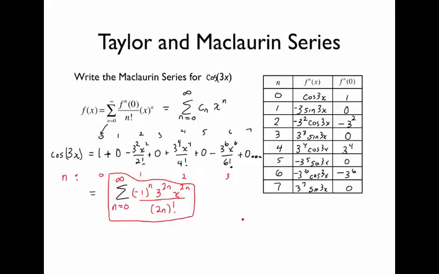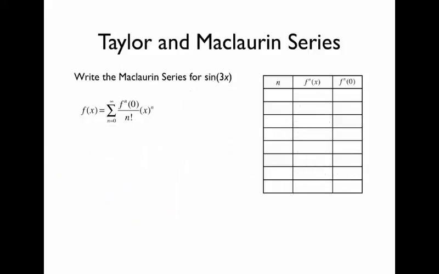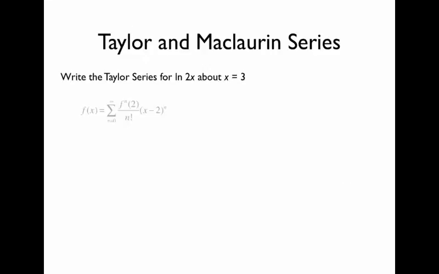Okay, you've got one more, so you're ready for the homework? Let's do, I thought I had another slide. There it is. I'm going to do the Taylor series for ln of 2x about x equals 3. Remember, Maclaurin series are centered at 0. Taylor series are centered at any value. So here's what it would be, the Taylor series about x equals 3. I had this wrong, so these should be 3's.